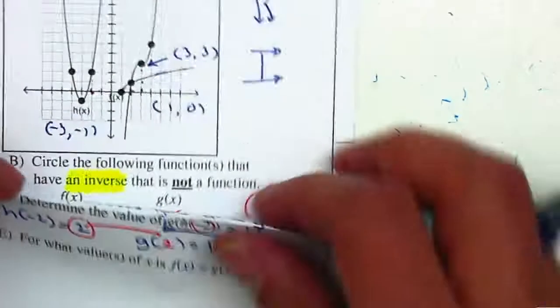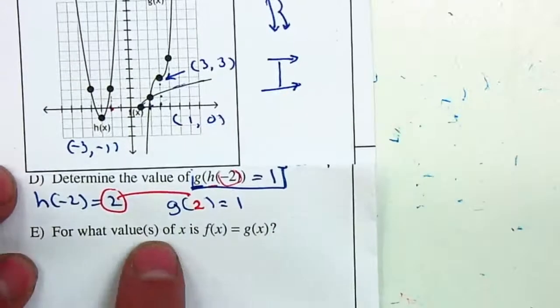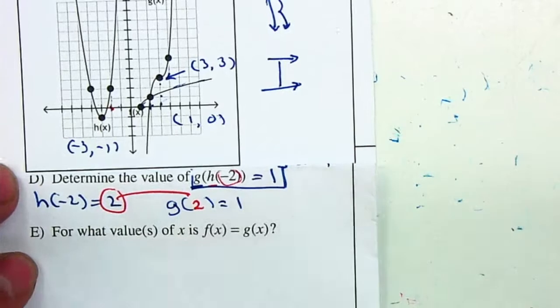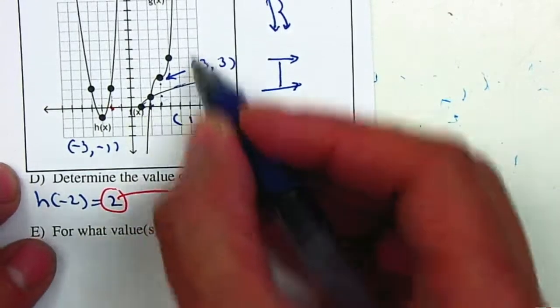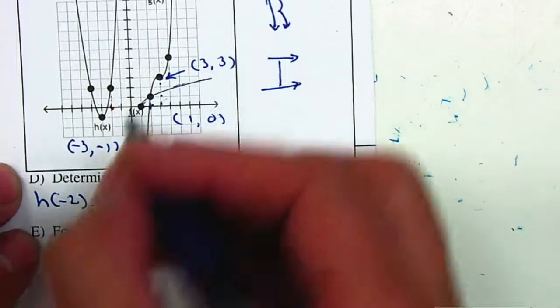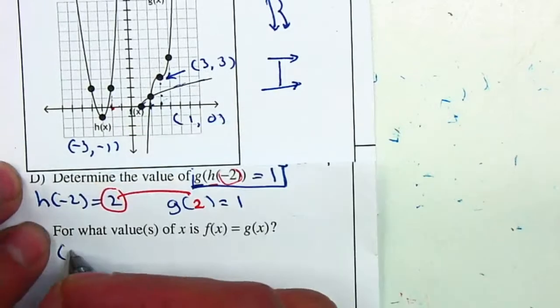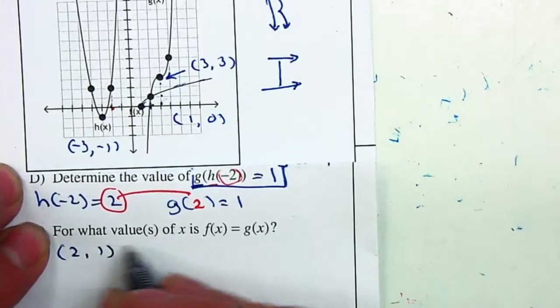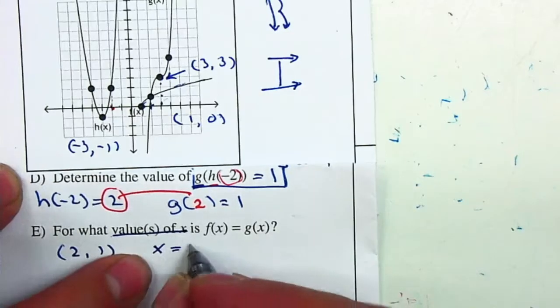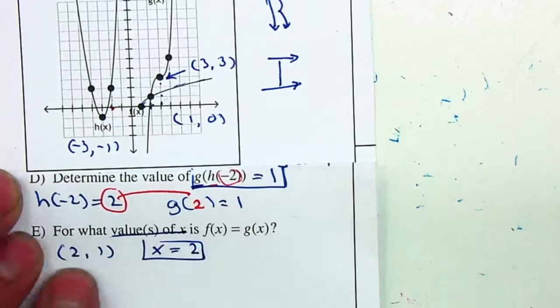For what values of x is f of x equal to g of x? So they're asking you, notice that this is f of x and this is g of x. Where do they intersect? They intersect at this point. Notice that it's 2, 1, but they're asking for what values of x. So therefore, when x is equal to 2, and that'll be your answer.